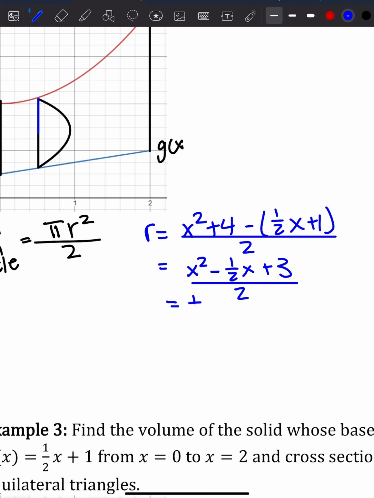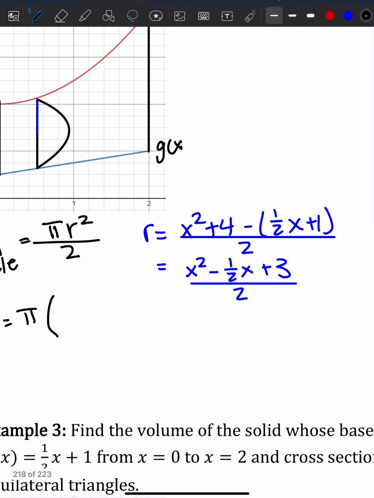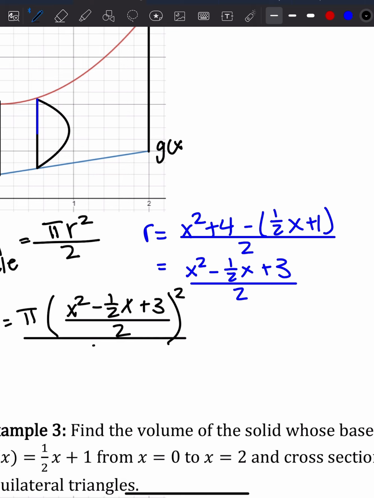I personally will just leave it as divided by 2 because I think it's easier. But it won't necessarily look easier in the equation. So if we put it into the area of our semicircle, our A of x equation is going to be pi times r, which is this right here. So x squared minus 1/2 x plus 3 divided by 2. And this whole thing is going to be squared because it's r squared. And we are dividing this by 2.